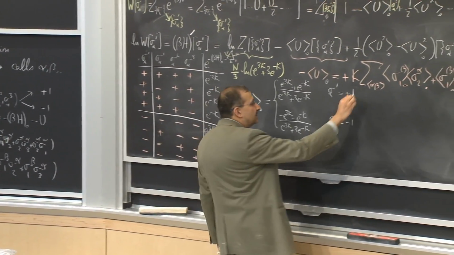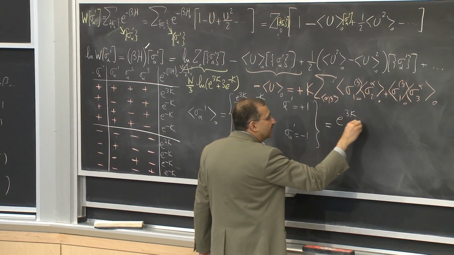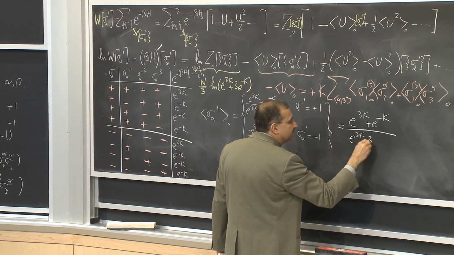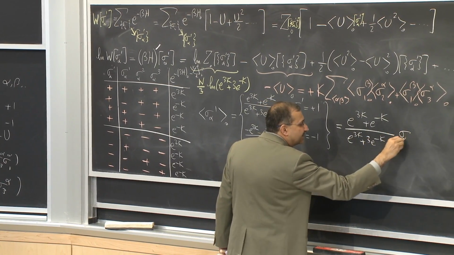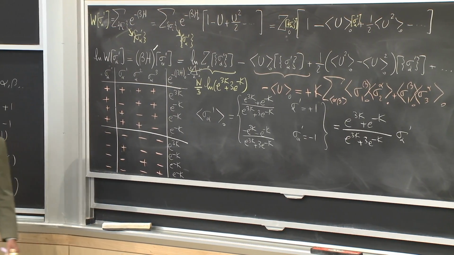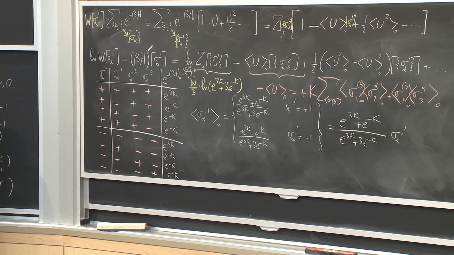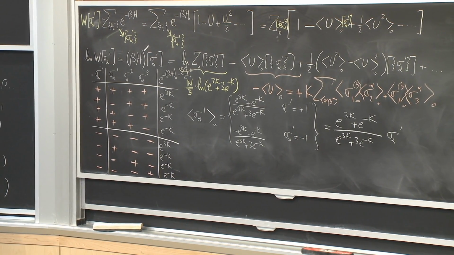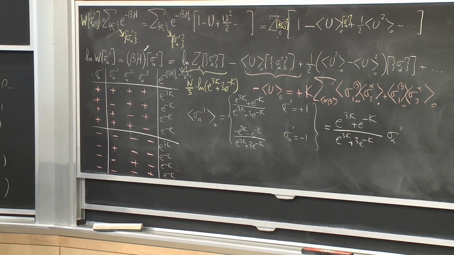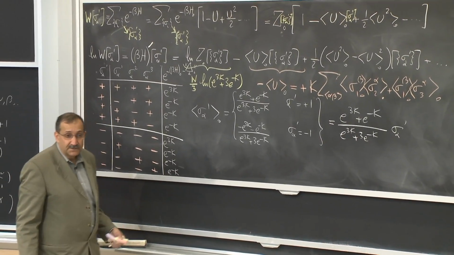And I can put these two together and write it as e to the 3k plus e to the minus k, over e to the 3k plus 3 e to the minus k, times sigma alpha prime. So the average of any one of these three side spins is simply proportional to what you said was the cell spin. The constant of proportionality depends on k according to this. Okay?